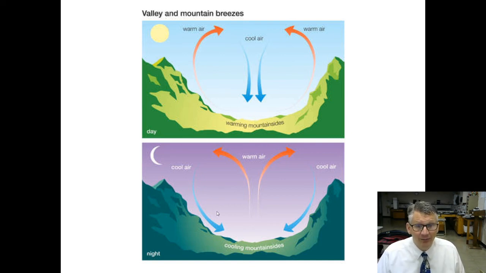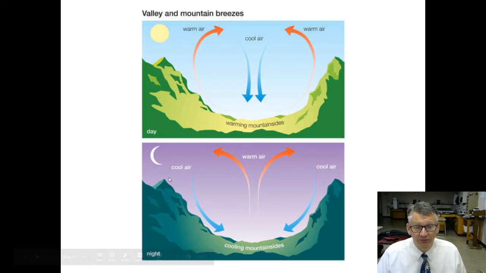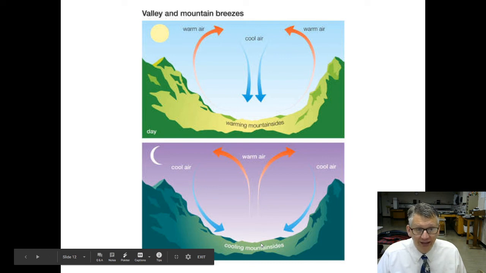At nighttime, as that air begins to sink, it's going to sink down the mountain. And if you were standing on the mountain, you would realize that the air was coming down. So that would be a mountain breeze. So it comes from the mountains to the valley. This is going to be a mountain breeze. From the valley up is going to be a valley breeze.